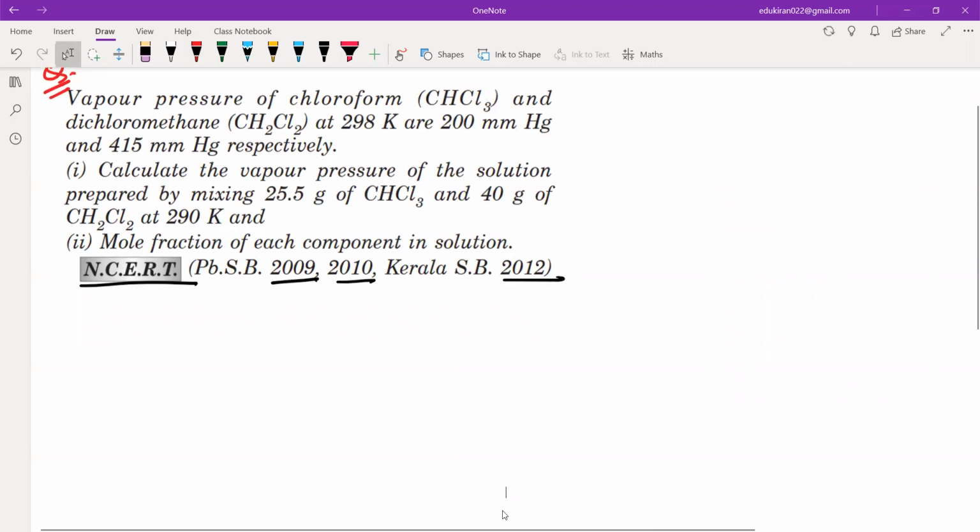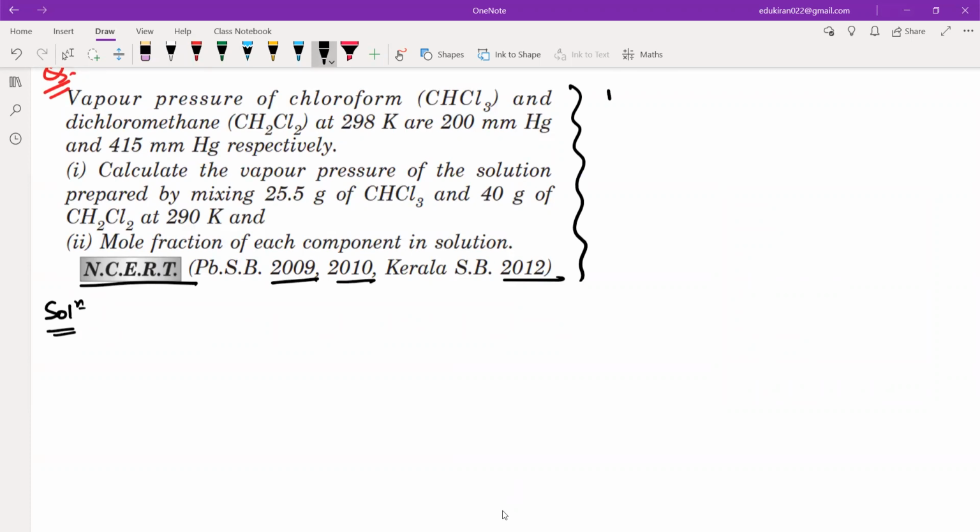Vapor pressure of chloroform and dichloromethane at 298 Kelvin are 200 mmHg and 415 mmHg. What I am doing is writing Raoult's law here. P total is equal to the partial pressure due to A and the partial pressure due to B. And we can also write it as P naught A chi A plus P naught B chi B.